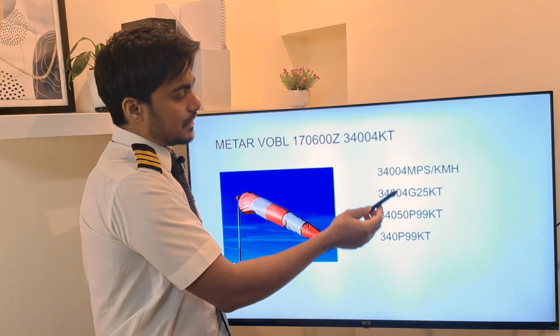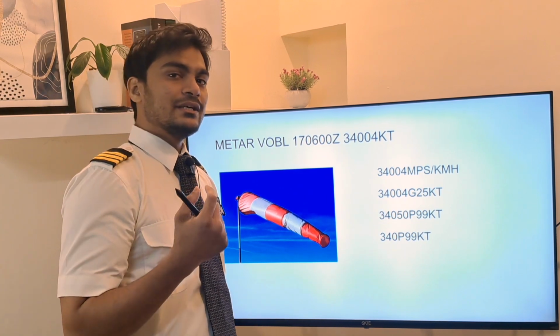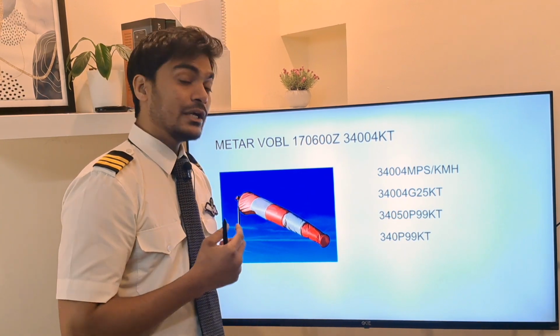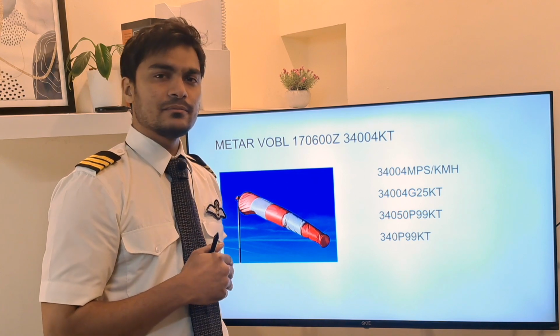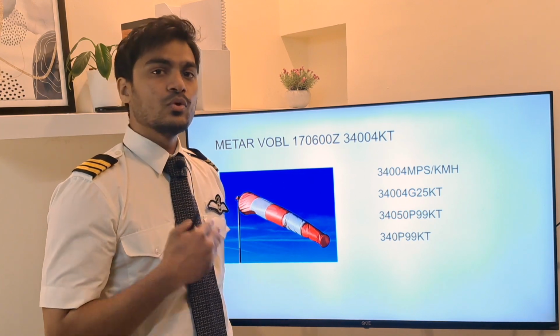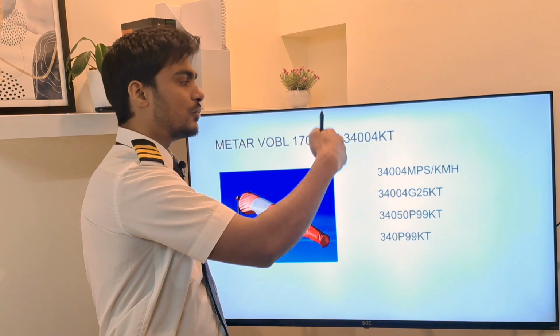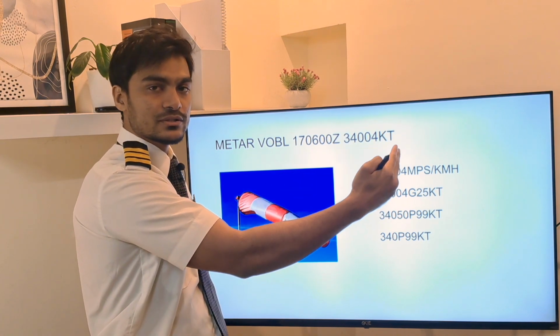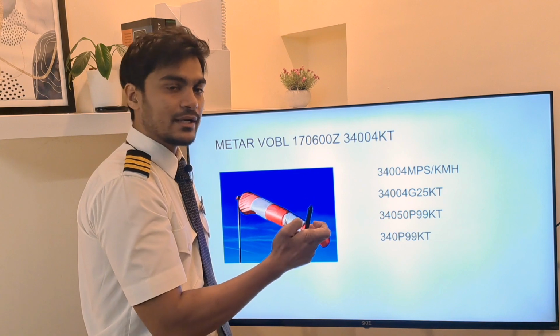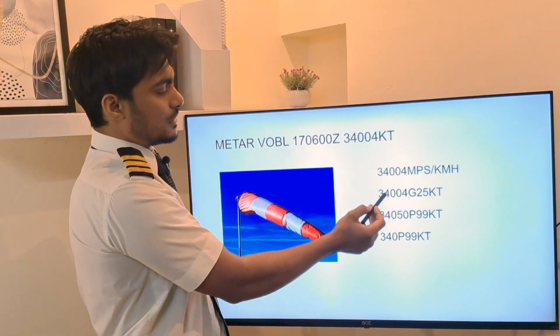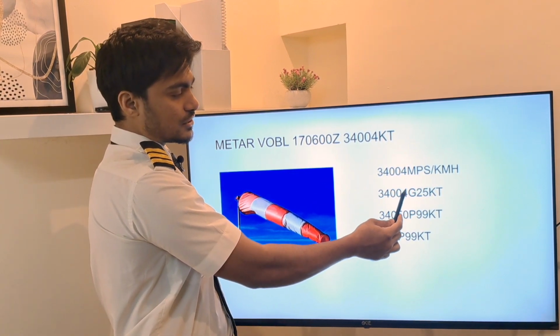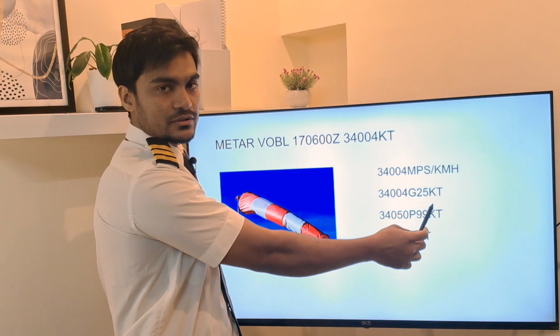Then if you are experiencing gusts around your airport, and if that gust tends to exceed your mean speed by more than 10 knots, like the one which we have over here, that is 04 knots, that is beyond 14 knots, it will always be mentioned in your METAR as G. So 340 degrees, 04 knots, gusting to 25 knots.